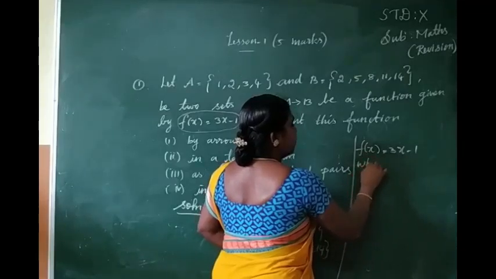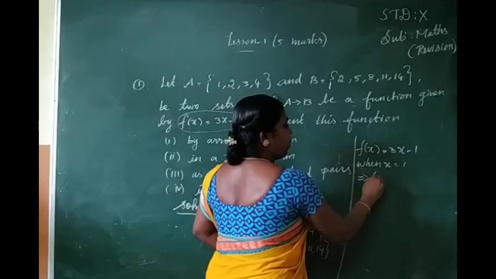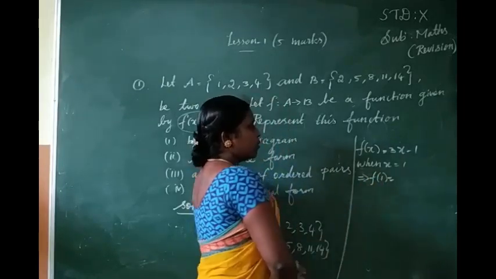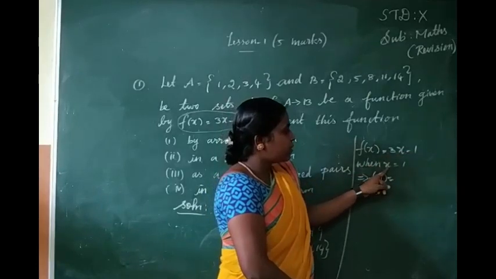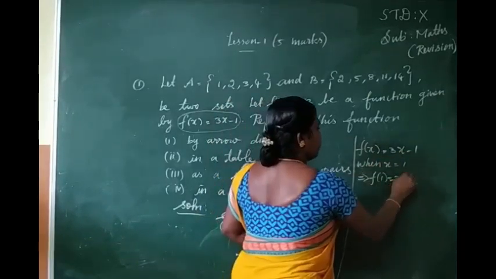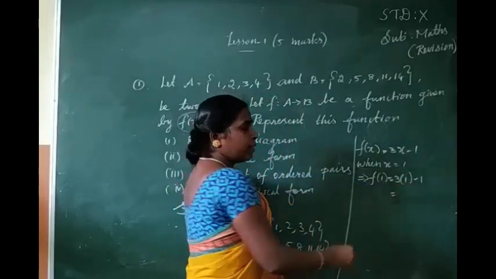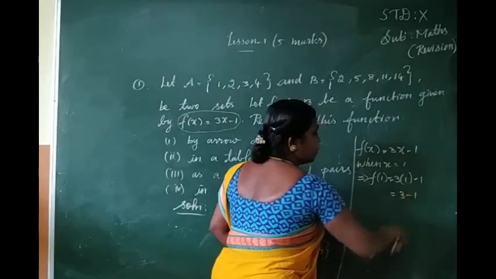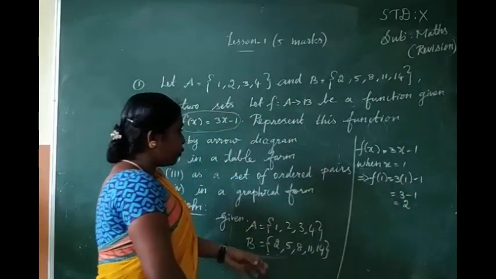So when x equal to 1, which implies f of 1 equal to. You see the f of x is 3x minus 1, so instead of x we apply 1. So 3 into 1 minus 1 equal to, 3 into 1 is 3. So 3 minus 1 equal to 2. Okay, clear?